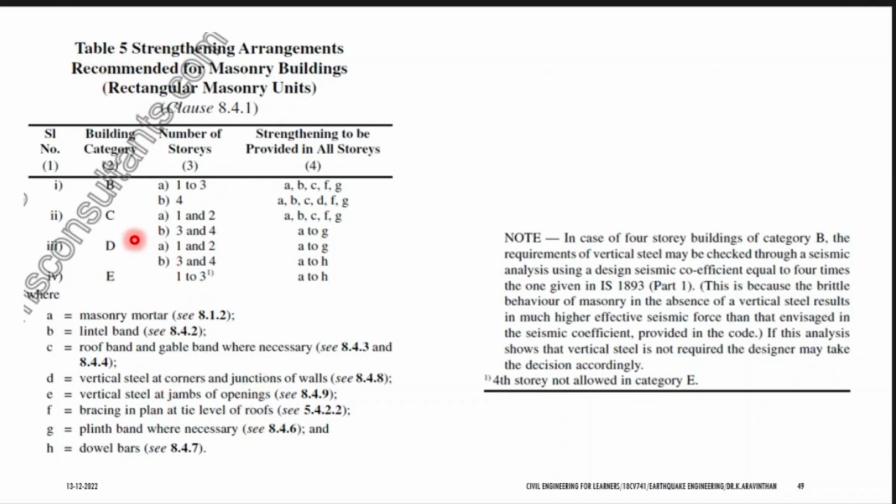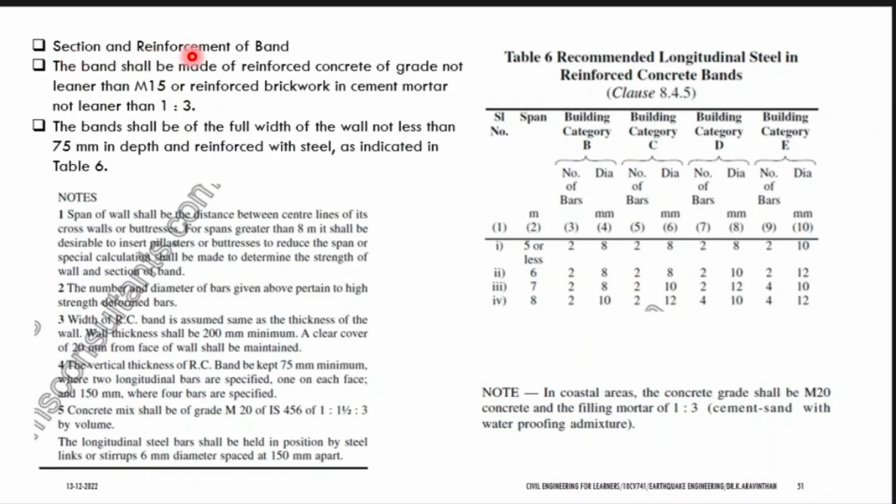If you are in zone 4, zone 3, respective categories, what are the things to be followed is given here. Section and reinforcement of band. The band shall be made of reinforcement. I have said that jamb reinforcement is required, and the plinth band, roof band should be provided. It should have a grade of M15 minimum.